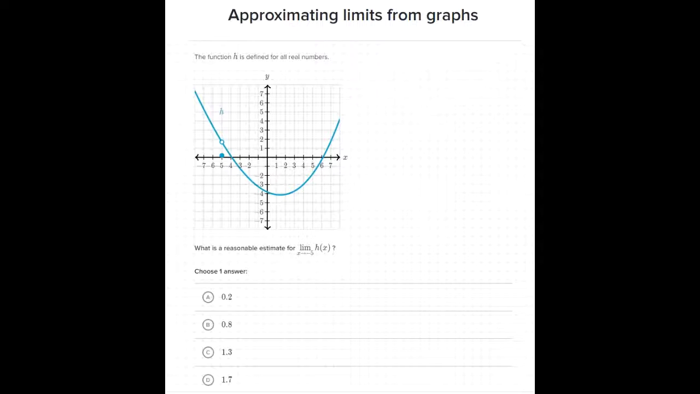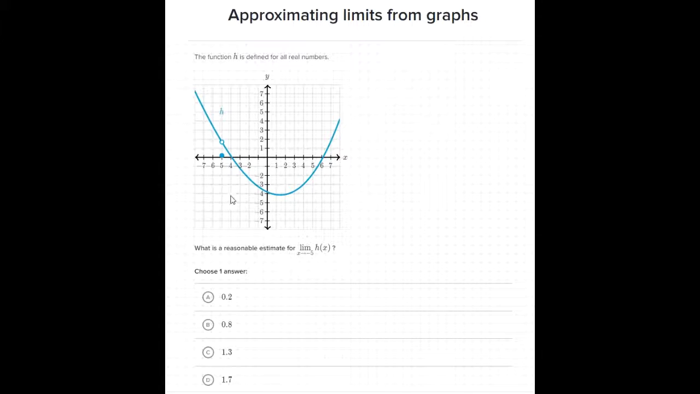And for this one, the function h is defined for all real numbers. So for all real numbers, that's just positive and negative numbers. And you see a gap right here at x equals -5. So you say, okay, this must be undefined. But the point here shows that no, it is defined. So x of -5 is defined, but just at a different point. So it's just like a basic parabola, and then it's just defined somewhere else.